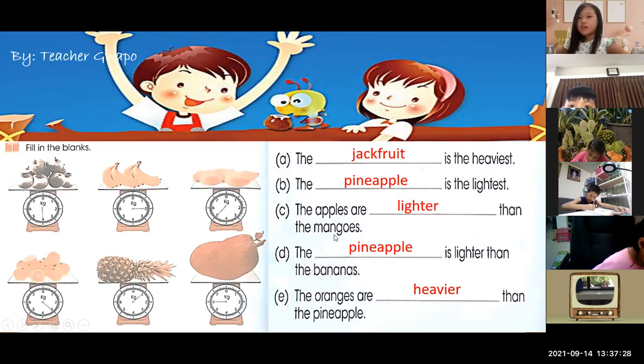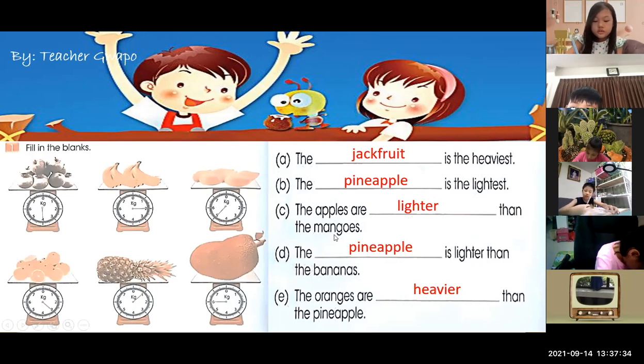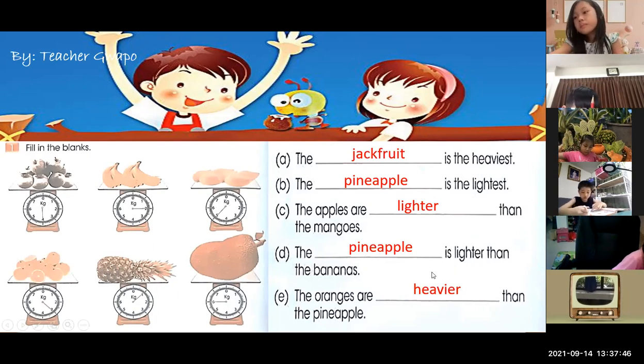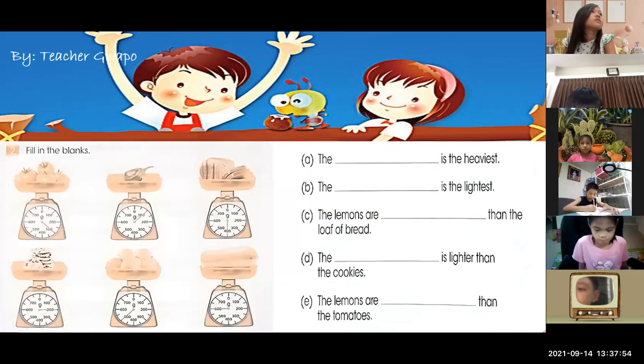So here are the answers. Letter A, the heaviest is the jackfruit. The lightest is the pineapple. If we compare the apples and mangoes, apple is lighter than mangoes. If we compare the pineapple and bananas, pineapple is lighter. Oranges and pineapple, oranges is heavier.